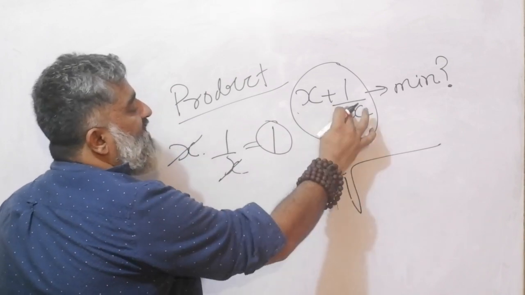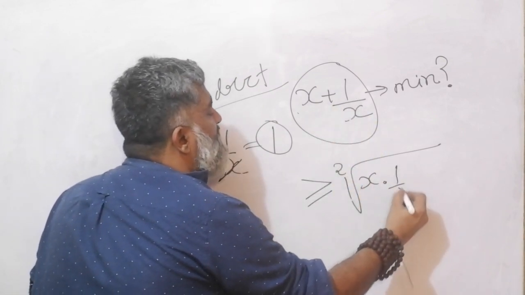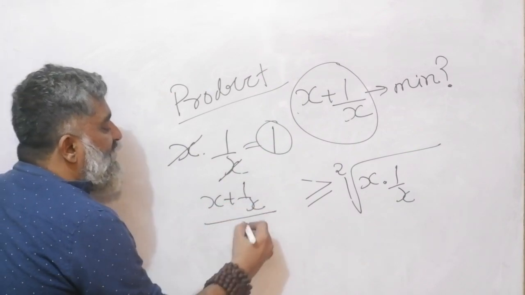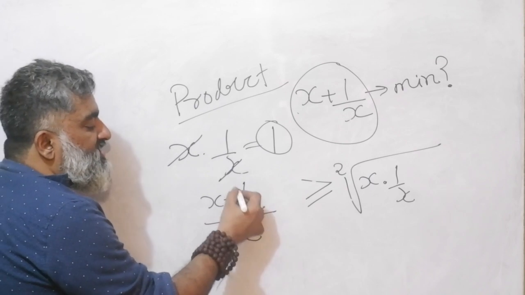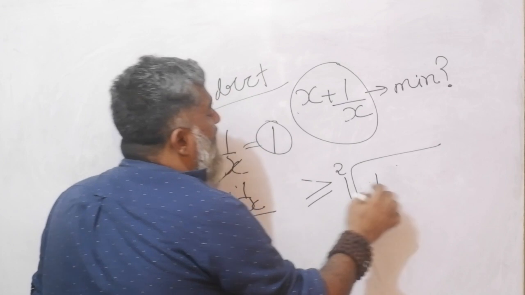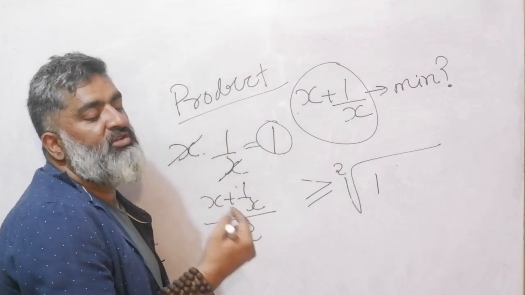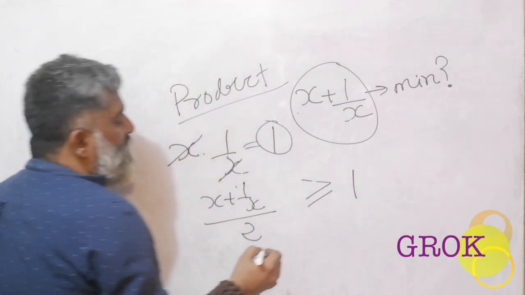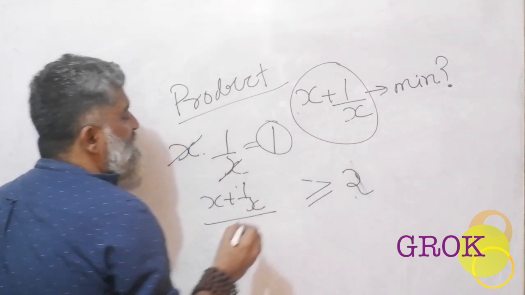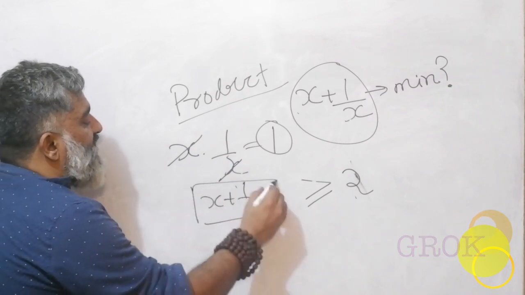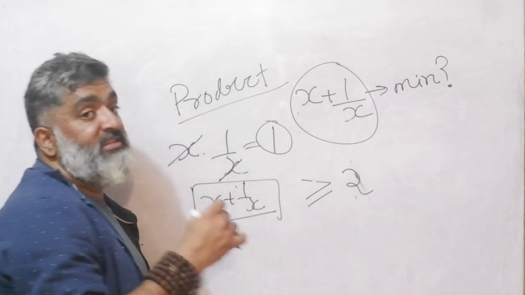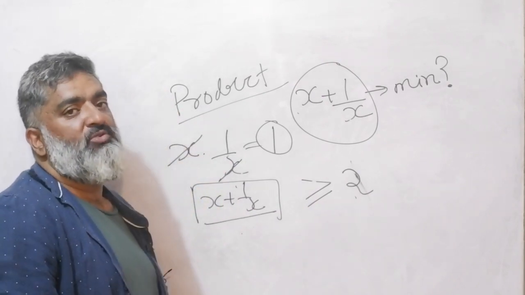The square root, because there are two terms, square root of the product will be less than or equal to X plus 1 by X divided by 2. This is the arithmetic mean, sum of the terms divided by the number of terms. You know this product is 1, and square root of 1 is also going to give you a 1 only. So you have a 1 on this side, and then I can multiply this 2 on the other side, and I will get this is greater than or equal to 2. So this is what I wanted. X plus 1 by X is always greater than or equal to 2. That means the minimum value that it can go up to is 2.